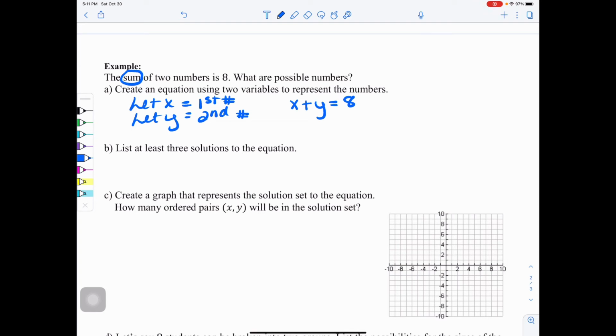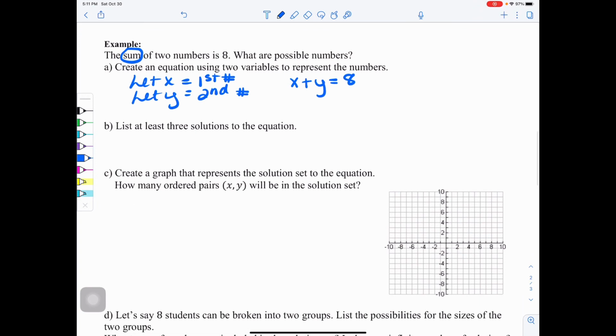In part B, it says list at least 3 solutions to the equation. So we're trying to come up with combinations of numbers that would add up to 8. Some examples would be -1 and 9. If I were to add those two together, I would get 8. I also had 4 and 4. And then I had 8 and 0. Now, are there other combinations? Yes, they just wanted us to only give 3 right now. So those are 3 coordinate combinations of x and y that would make the equation true.